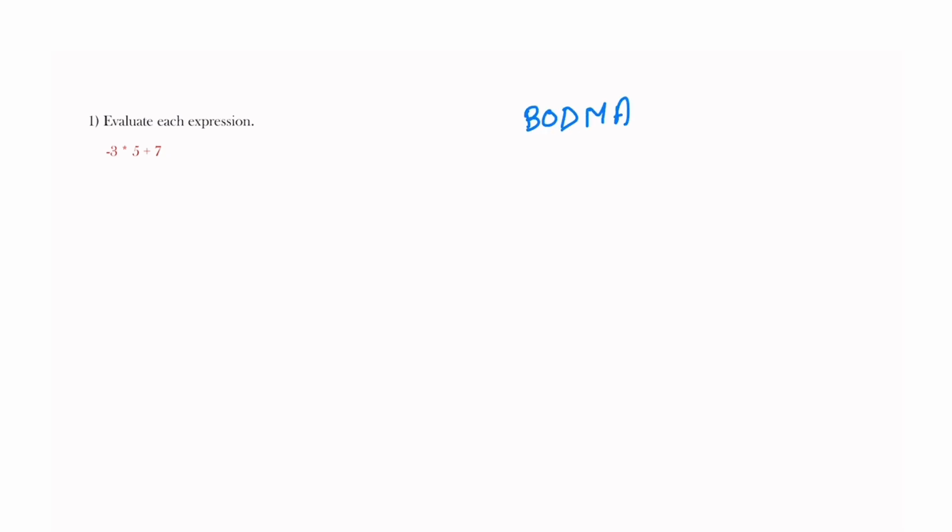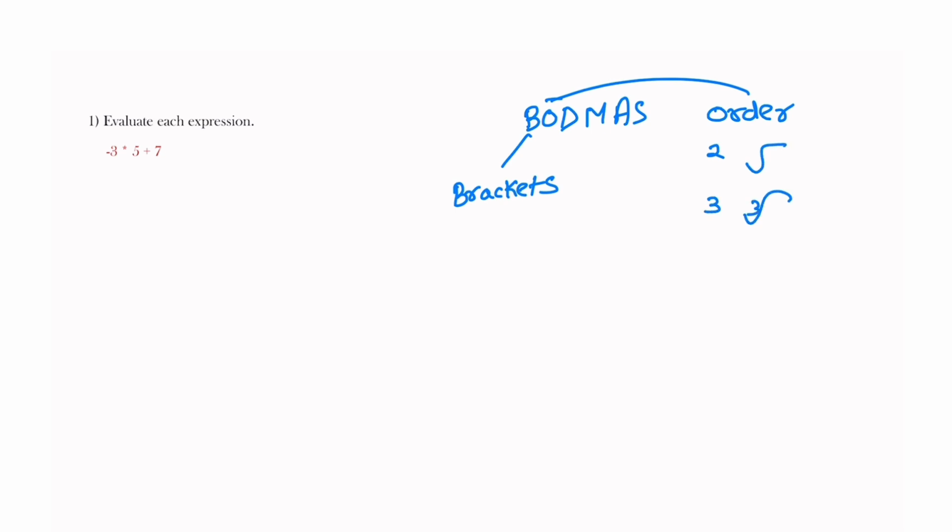What does this rule say? B stands for bracket. So first we always solve the brackets. Then O stands for order. So basically exponents, like when you have a square or a square root, cube or a cube root, those kind of things, then you solve that. This is division and multiplication, as you know, right? Division and multiplication. Then last two. This one is addition and subtraction. So that's the order that we follow to solve this kind of questions.